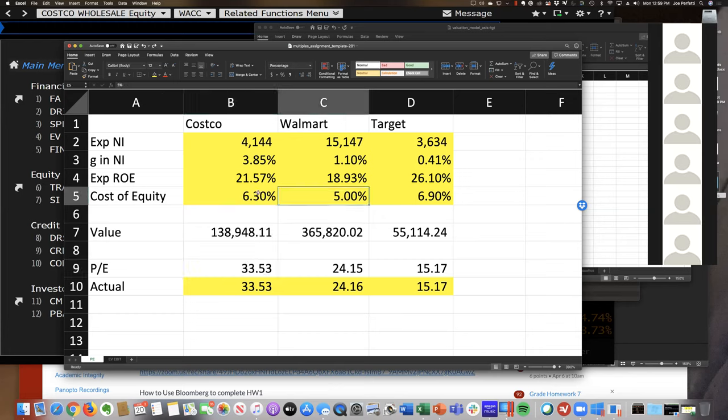So therefore, Costco's trading at a premium because of the higher growth and spread, but it is mitigated by the higher cost of equity of 6.3% versus 5.5%. That's the other important insight if you were trying to explain these multiples. Does everybody see that? Questions about that?